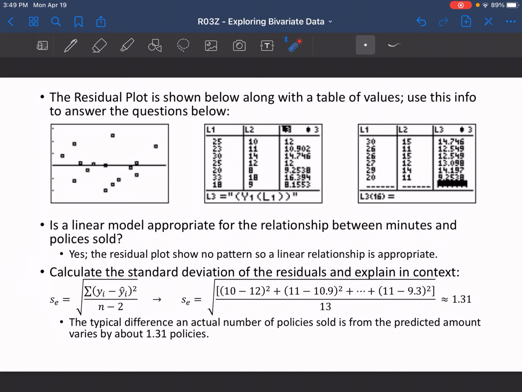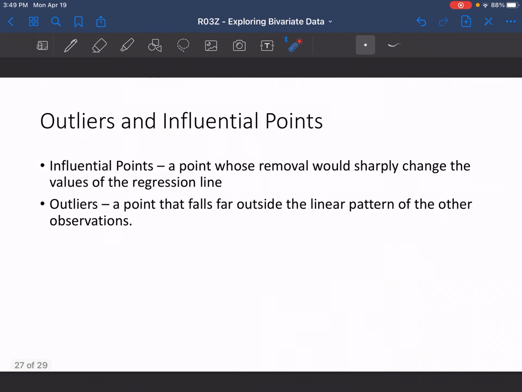Second, if we're asked to calculate the standard deviation of the residuals and explain in context, we can again just find one variable statistics right here. So go to stat, calc, and 1, and then plug in L3 for that, and that's going to give us our standard deviation. And so that would give us a standard deviation of 1.31 for those residuals. So the typical difference in actual number of policies sold from the predicted amount varies by about 1.31 policies. That's how we explain that in context.